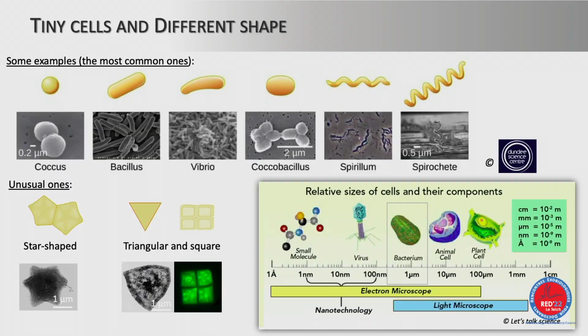If you wonder what a microbe looks like, under the microscope you can find different shapes. You have basically coccus, bacillus, vibrio, coccobacillus, spirillum, spirochete. And sometimes you can find unusual shapes like star shape and also triangular or square shaped cells. They have different morphology, and they can aggregate together or form long chains. So here is again the size of bacterium. You see that they're really tiny, and so you need a microscope to see them.